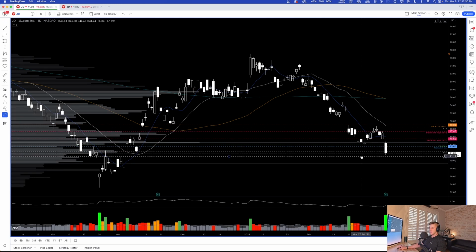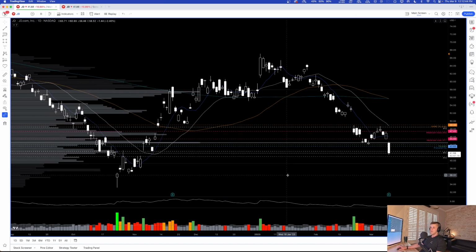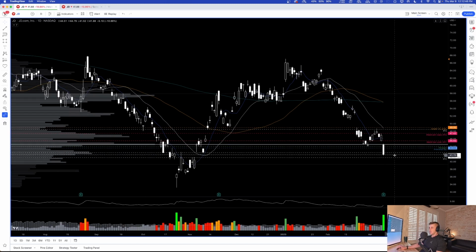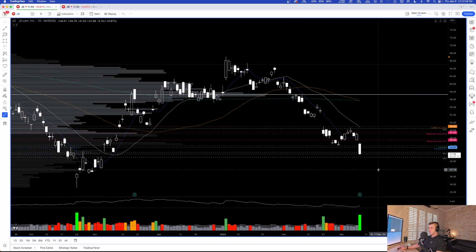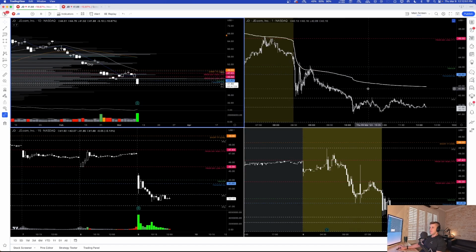But as far as where I got the second target on the short side from, there's just the gap fill right here. There's a big open gap right here. We were looking for that gap to fill. Maybe we'll see that happen tomorrow. I don't know for sure. Maybe we'll see it happen into the close. But this was the recap on JD.